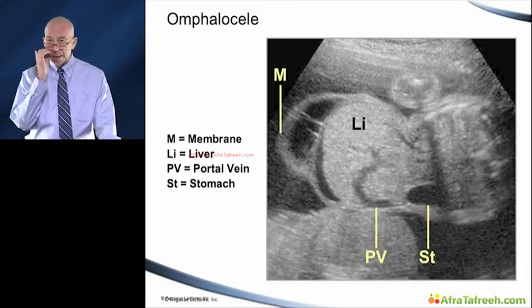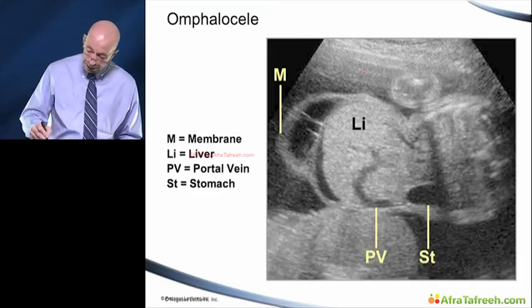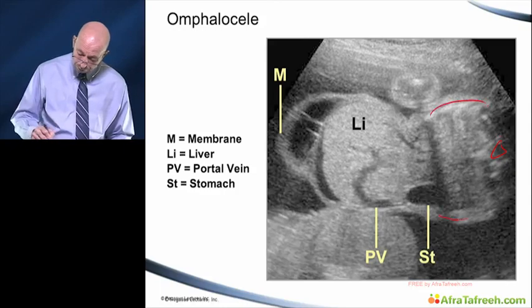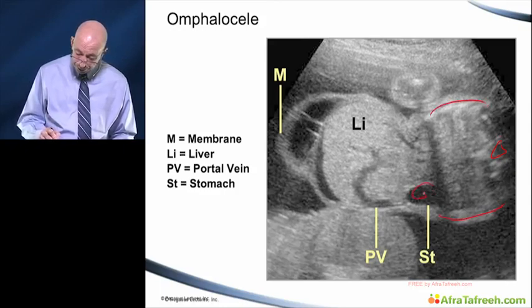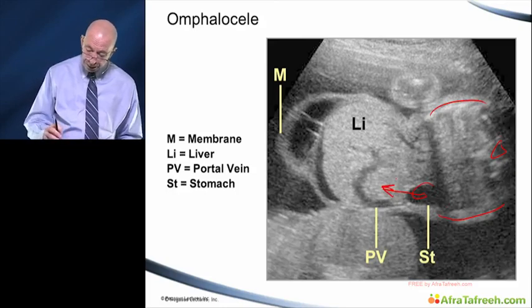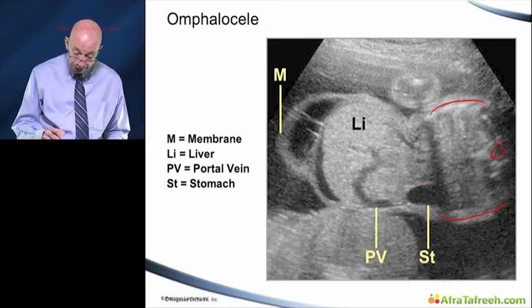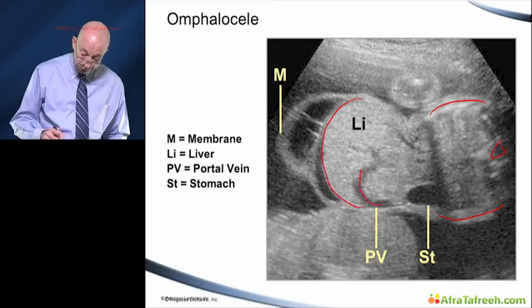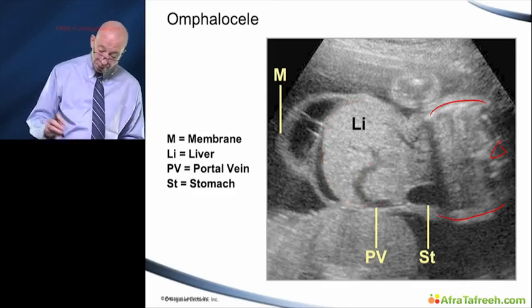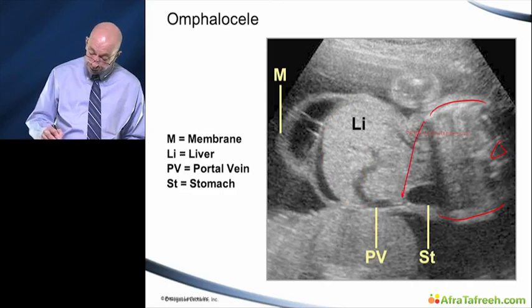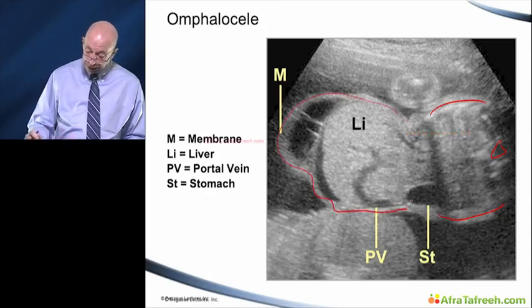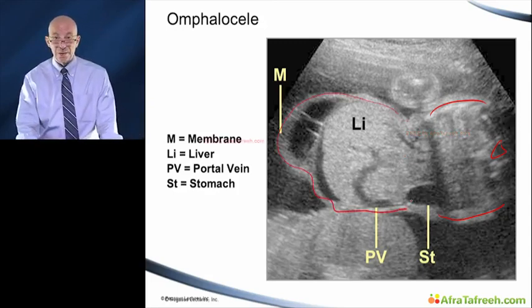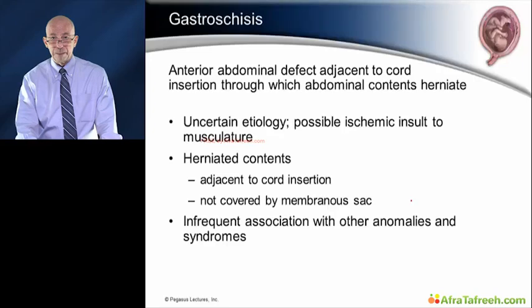This is another example of an omphalocele. We're seeing the spine, a cross-section through the fetal abdomen. We can see the stomach just beginning to pooch out into this herniated defect. The entire liver, with the portal vein seen inside it, is herniated through an abdominal wall defect, into this herniation defect that is covered by a membrane. Again, hallmarks of an omphalocele.